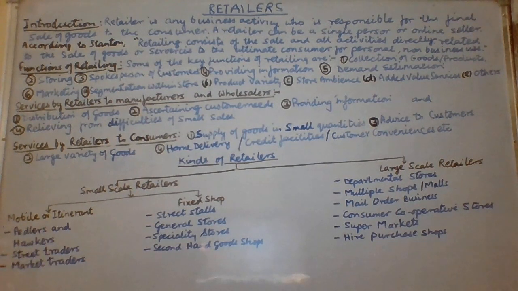This lecture video is in continuation to my previous lecture video on wholesalers and their functions. In this section, I will cover the retailers, their functions, and the various kinds of retailers. So first, let us understand that a retailer is a business entity who is responsible for the final sale of goods to the consumer. A retailer can therefore be a single person or an online seller.